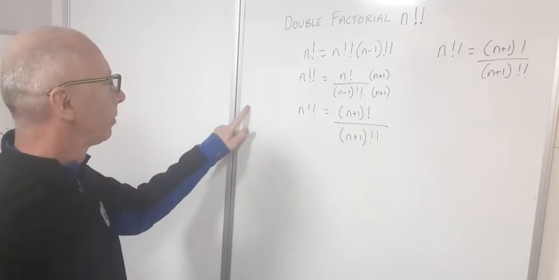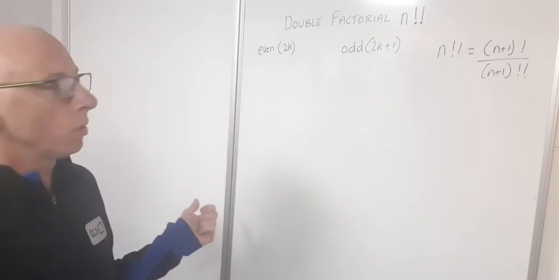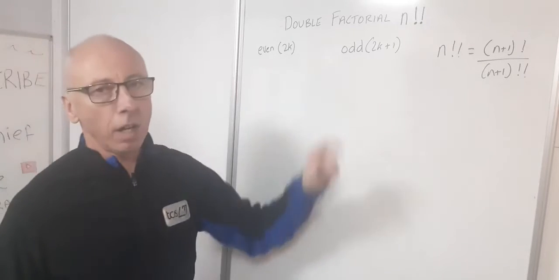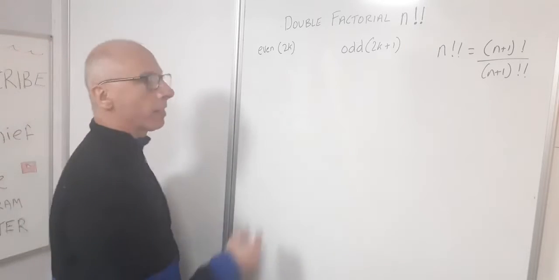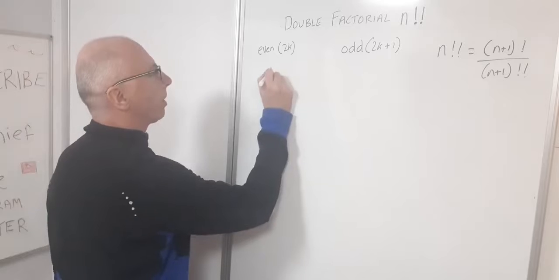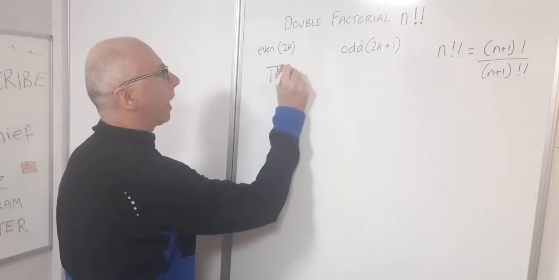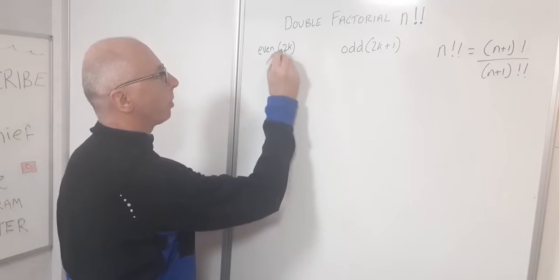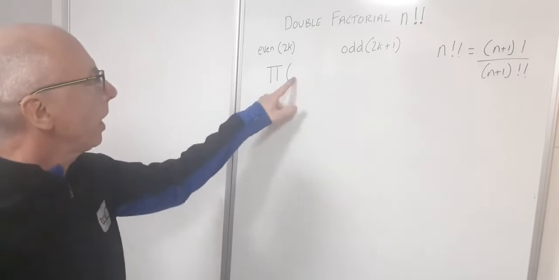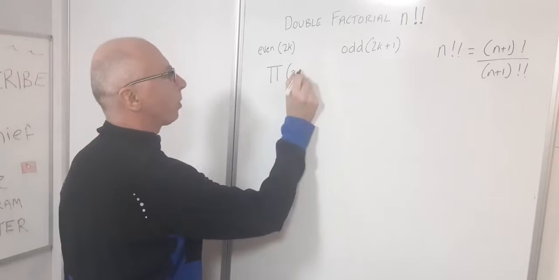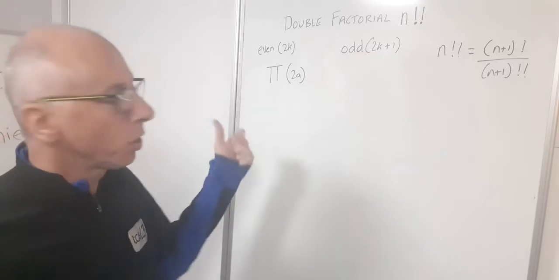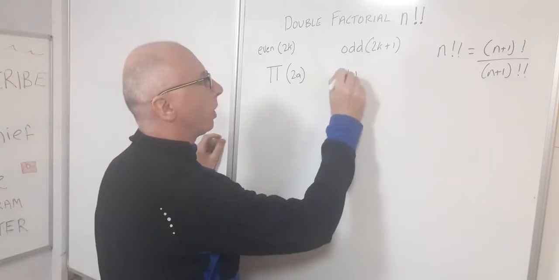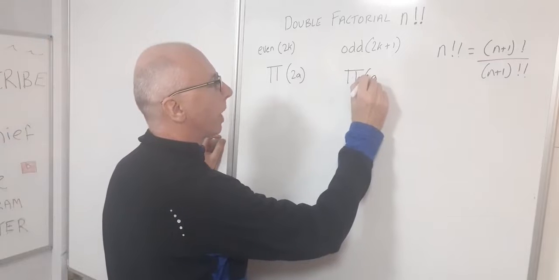Okay, so there's a product formula we can use to make our formulas for double factorial. Now the product formula is like the capital pi. So pi, and we have for the even numbers 2k, so in here I've got 2a. And in this one, for the odd numbers, which are in the form of 2k plus 1, my formula here is 2a plus 1.